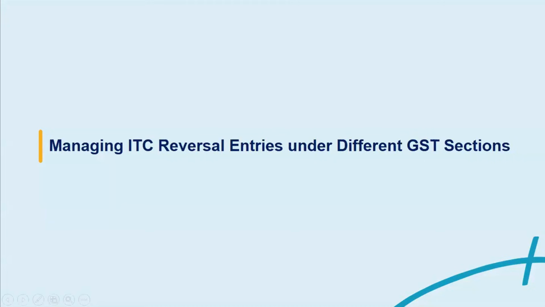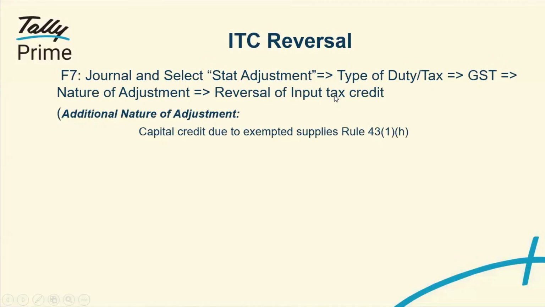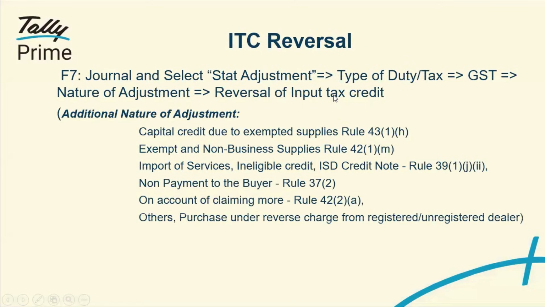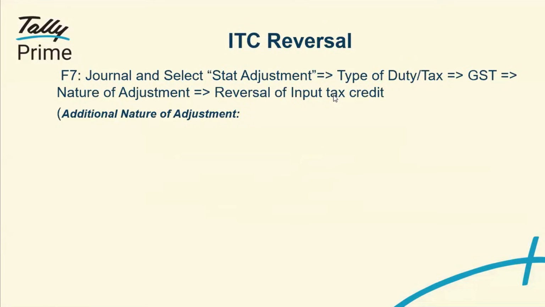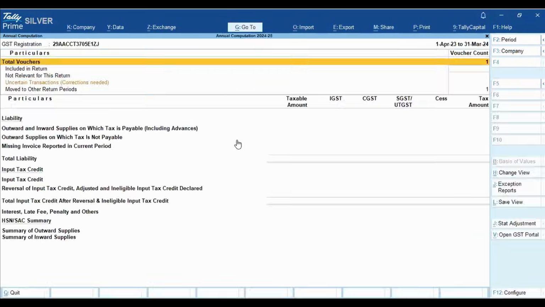Managing ITC reversal entries under different sections, because right now the GST annual return gives us the obligation to fill up the ITC reversal details in Table 7 of GSTR 9, and to say under which sections the reversals have been taken care of. So I'm getting into the annual computation straight away.